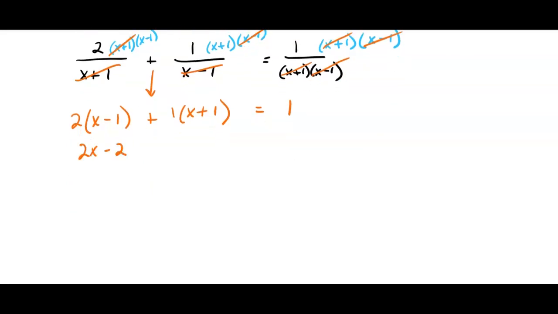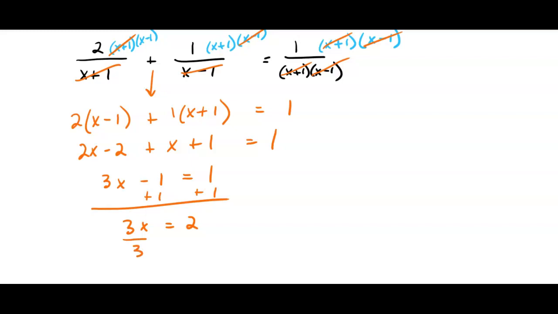2x minus 2 plus x plus 1 equals 1. Combine like terms, 3x minus 1 equals 1. Add the 1 to both sides. 3x equals 2. Divide both sides by 3, and I get x equals 2/3. Now I kind of did that fast, so let me double check my math here. 2x and x, 3x, yeah, I like that. -2 and 1, -1, I like that. Yeah, I think it looks good.